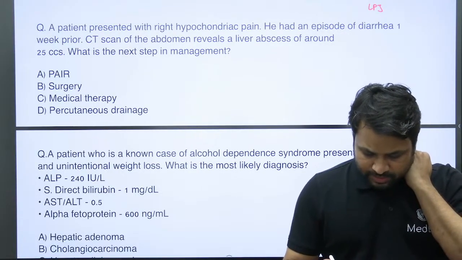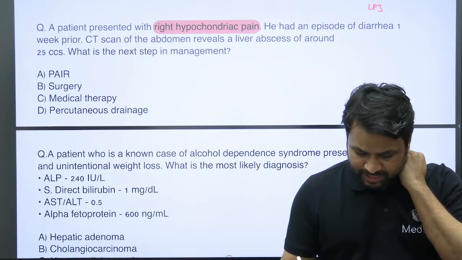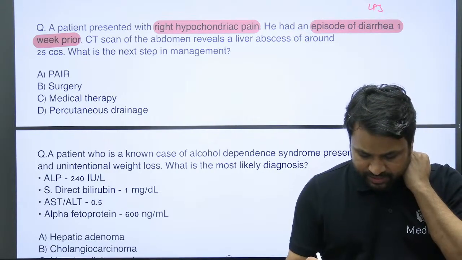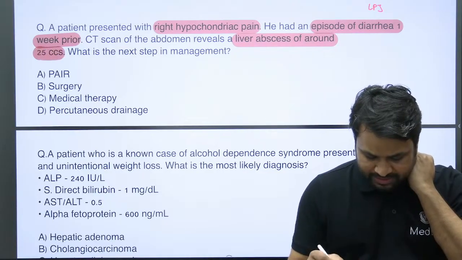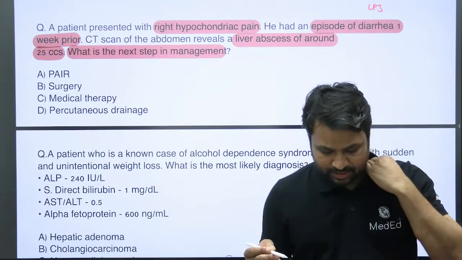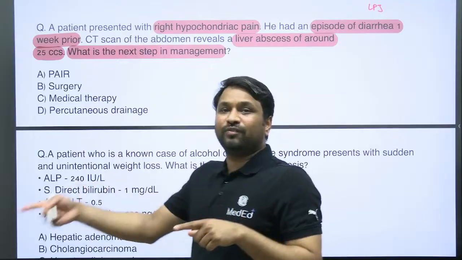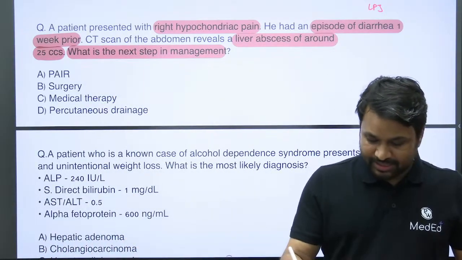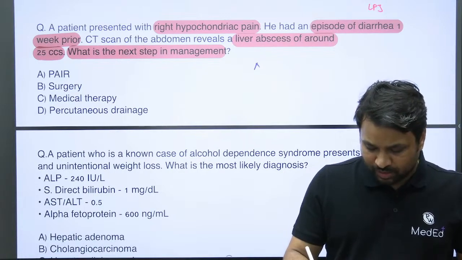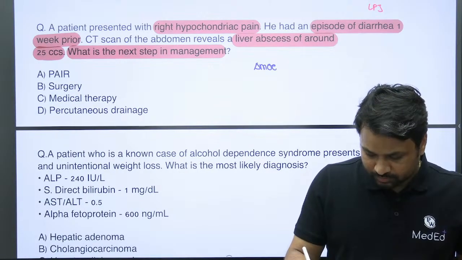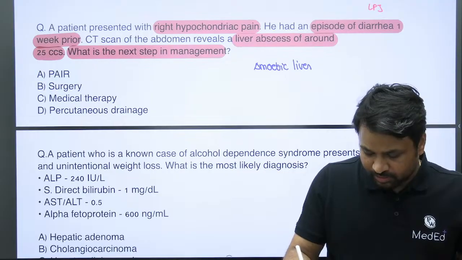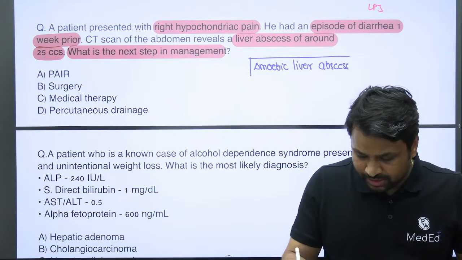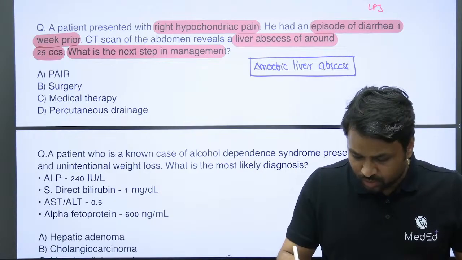A patient presented with right hypochondriac pain, episodes of diarrhea 1 week prior. CT scan of the abdomen revealed a liver abscess around 25 cc. What is the next step in the management? So history of diarrhea is there and then the patient developed liver abscess. This is a classical sequence of amoebic liver abscess, because it initially causes colitis, colitis causes diarrhea and then it goes and causes amoebic liver abscess.